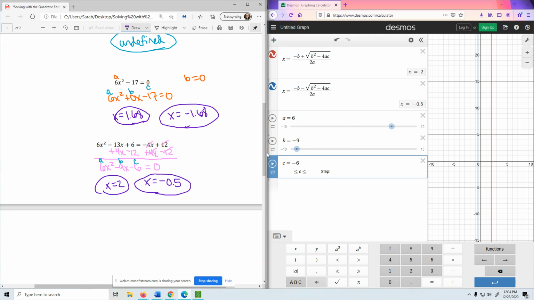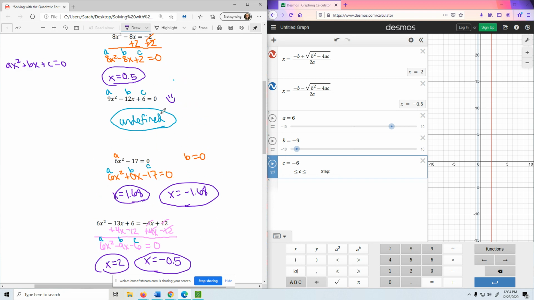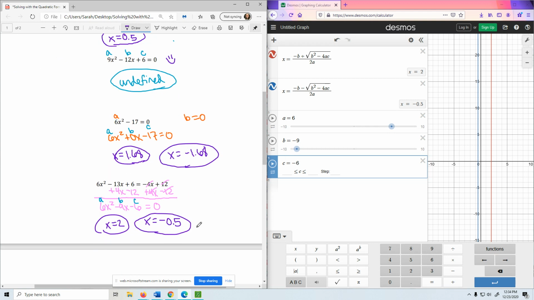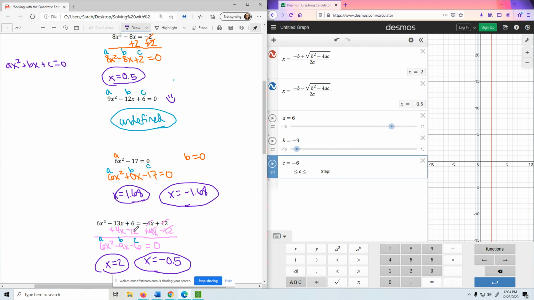So that is it for today. Just friendly reminders. It's possible to only get one solution. If Desmos lists the same number twice, you only need to write it once. It means you have only one solution. It's possible to get undefined. That happens sometimes too. A lot of times you'll get 2 solutions. Make sure you do your rearranging first if you need to. Make sure if you're missing a term that you make that a 0 term like we did here.